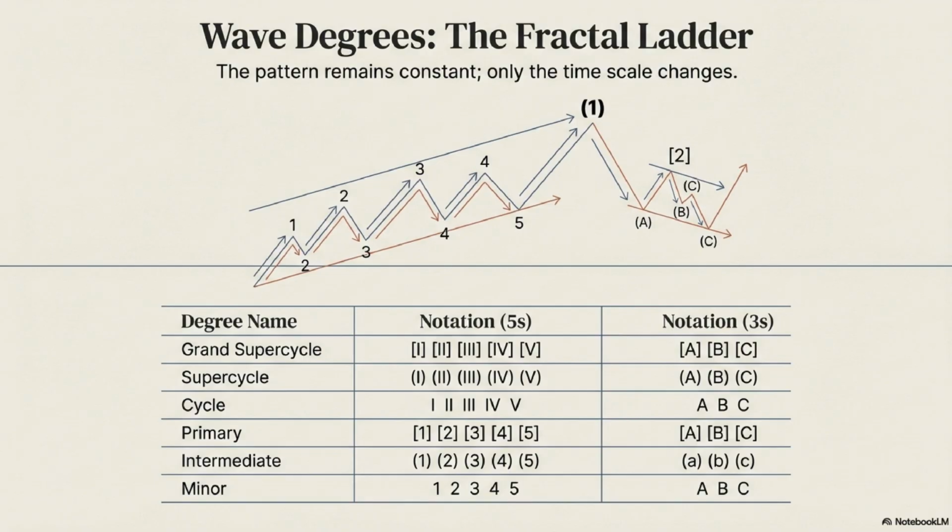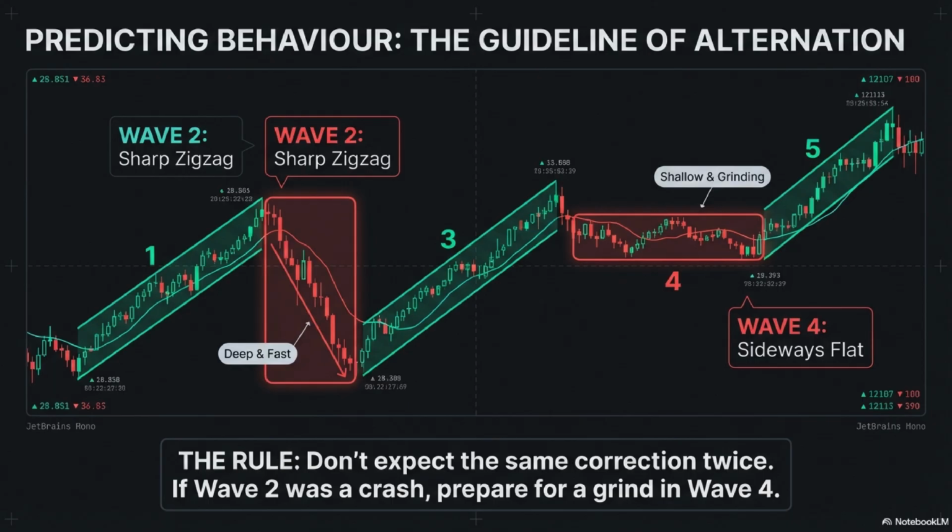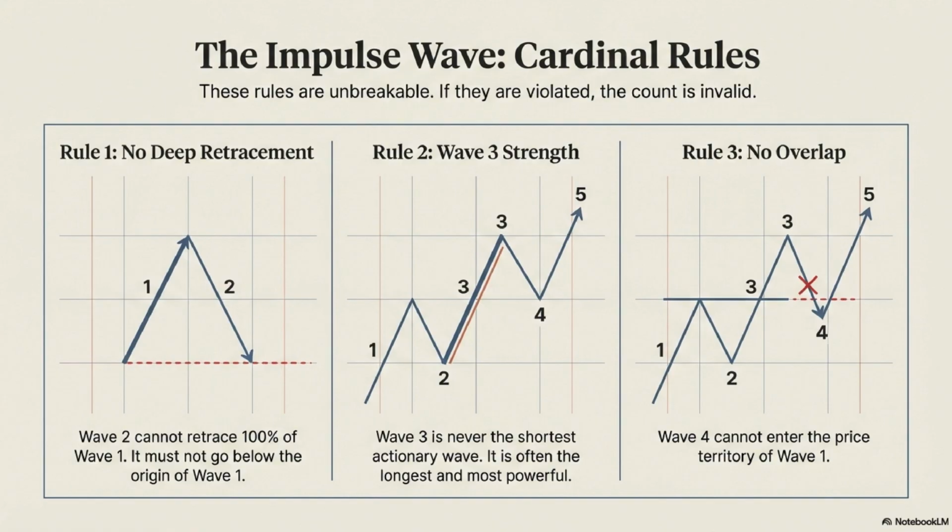Motive versus corrective waves. Elliott Wave operates on a simple engine. There are only two types of market movement. Motive waves move with the trend. Corrective waves move against the trend. Motive waves always subdivide into 5 waves. Corrective waves always subdivide into 3 waves. If you can recognize this difference, you already understand the foundation of Elliott Wave Theory.